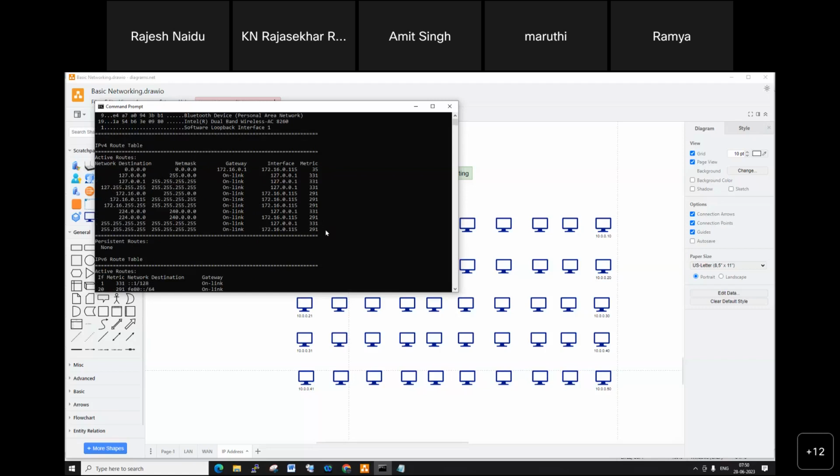Listen carefully, this concept is very, very important. In the IPv4 route table, 0.0.0.0 is available as a network destination. Guys, I have an internet connection, so that's why 0.0.0.0 is there. I can communicate with the internet connection.